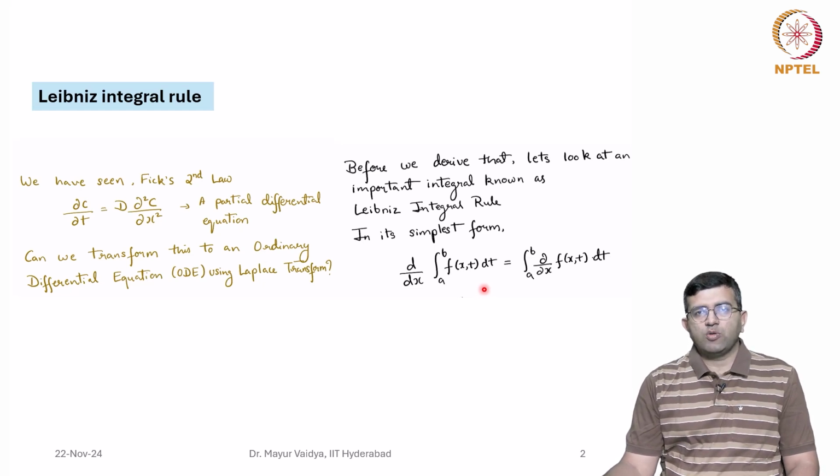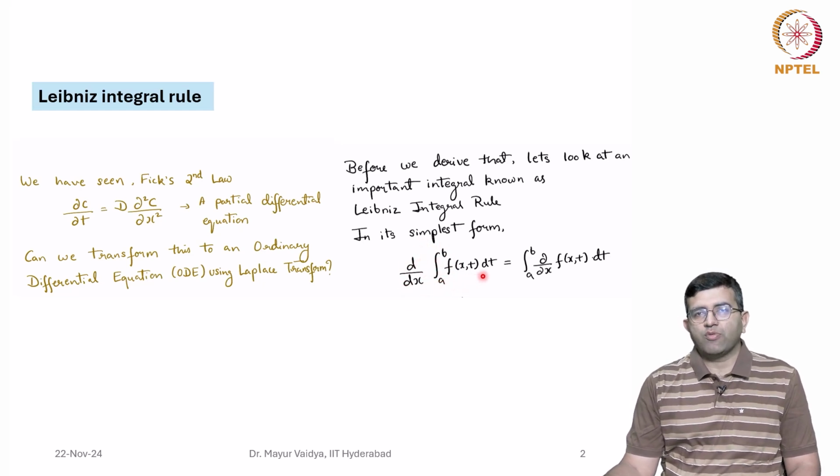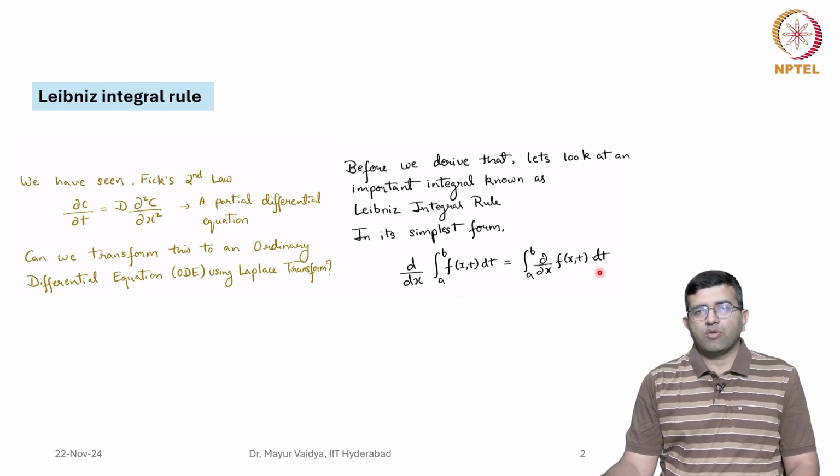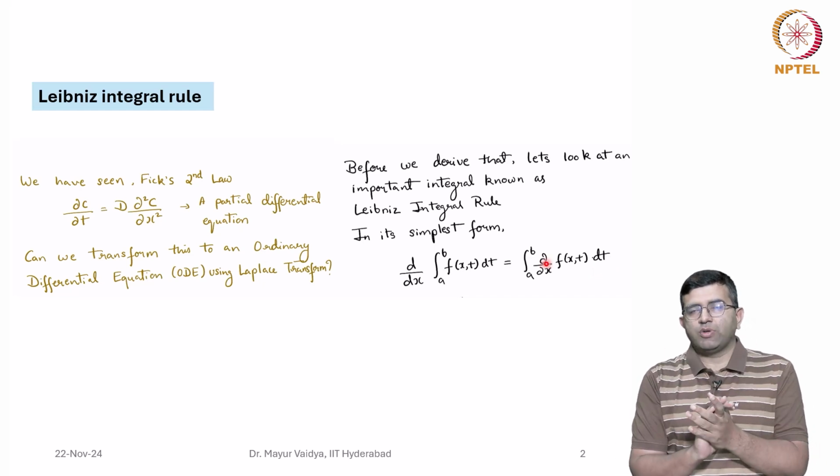Now, the actual proof of this is beyond the scope of this particular course, but there are references available on the internet you can look at, or some textbooks on calculus will also give you the proof. In fact, in the most general form, even this a and b need not be constant. They may also be functions of x. So, just to state the rule again: d by dx of the integral from a to b of f of x, t dt is equal to the integral from a to b of dou by dou x of f of x, t dt.